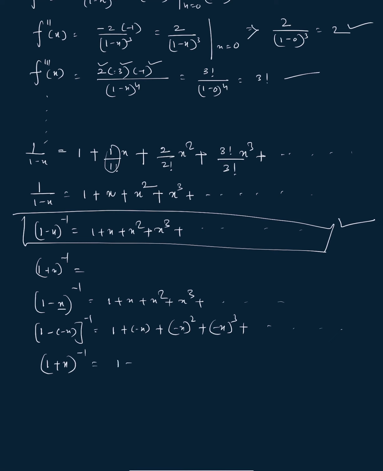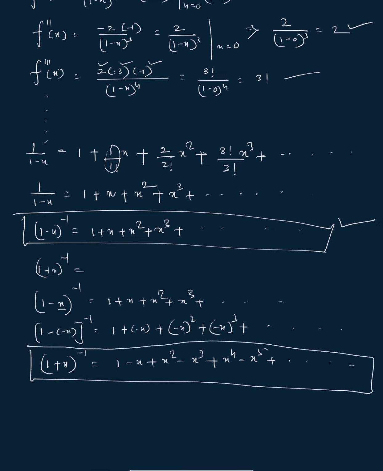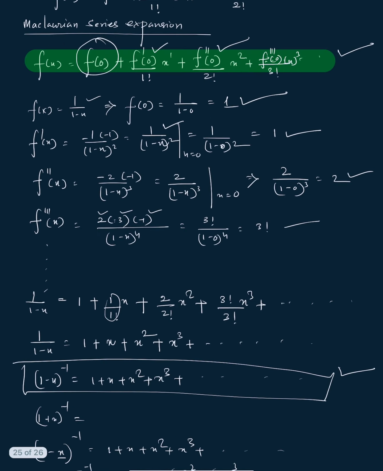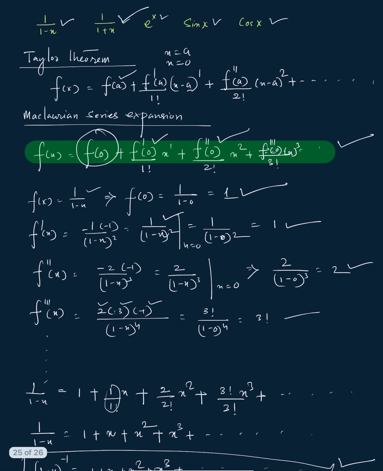This will be 1 minus x plus x square minus x cube plus x to the power 4 minus x to the power 5. It will go on like this. So this is the series expansion of (1 plus x) power raised to negative 1. So we are done with these two formulas. Similarly, we can derive for this formula, this formula, this formula. This will be a task for you.